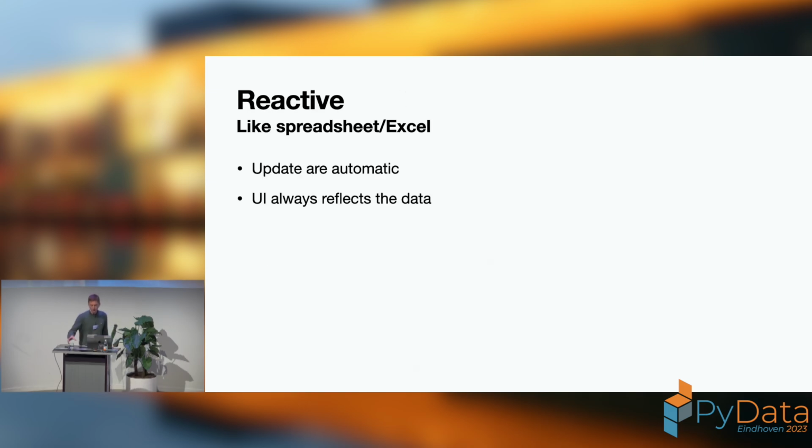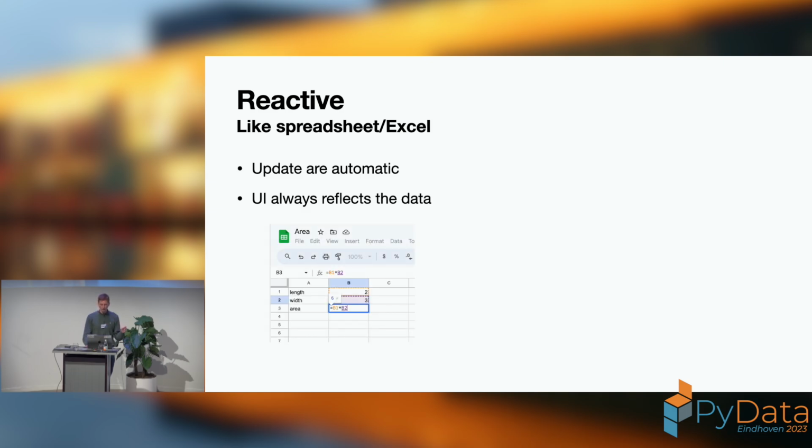So what is reactive? I think most people have in their life probably used a spreadsheet or Excel. Updates are always automatic. The UI always reflects the data. If I change a cell, so here I have length, width, and area, which is just the multiplication, if I change one number, everything that depends on it will recompute. So you cannot make a mistake. You don't have to change this number and then go through all the cells that you want to update.